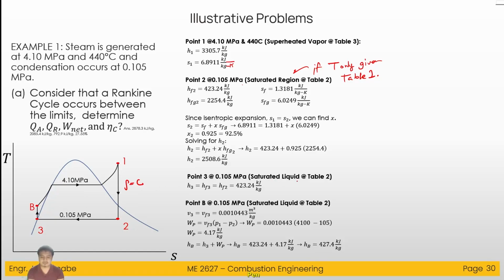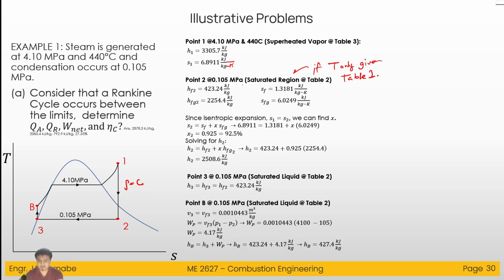Saturated liquid, therefore it should use still this, no? Actually, this is the same thing. So this is HF2. HF2 means 100% liquid, no? Or 0% vapor. So this is 0% vapor, so therefore you should use HF. So HF2 is basically just your HF3. HF3 is also your H3. Okay, so that's it.